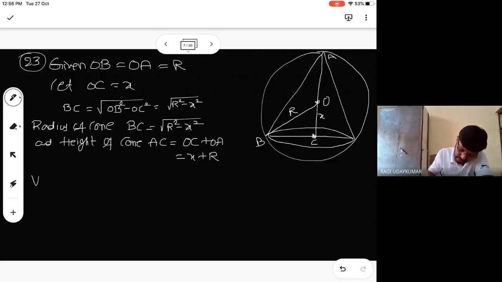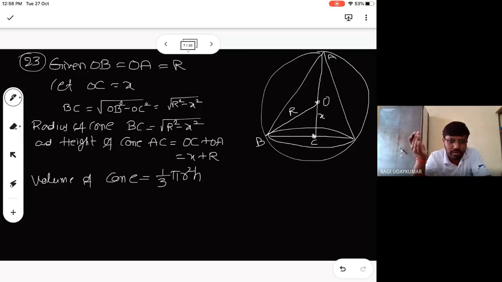So volume of the cone is equal to, the formula is 1 by 3 pi R square H. Actually, what to prove? Keep that in mind. We have to prove that volume of the cone is 8 by 27 of the volume of the sphere. So I'm writing this on the side.